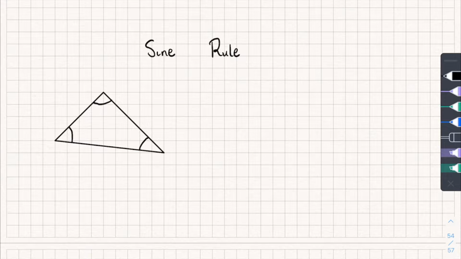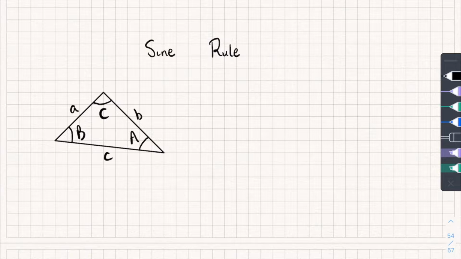So to label up any triangle to use the sine rule, we're going to use lowercase a, b and c for the sides, and it doesn't matter what order we put them in. And the angle that's opposite the given side, so for example this angle here opposite my side A, I'm going to call that capital A. This angle here that's opposite side B, I'm going to call capital B, and the same for this angle here, that's going to be capital C.